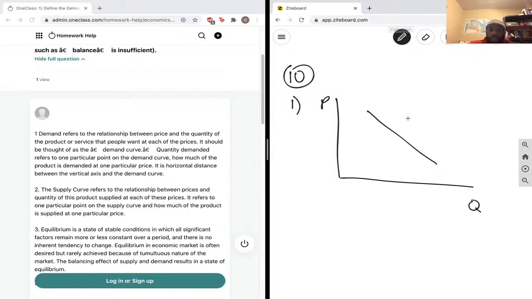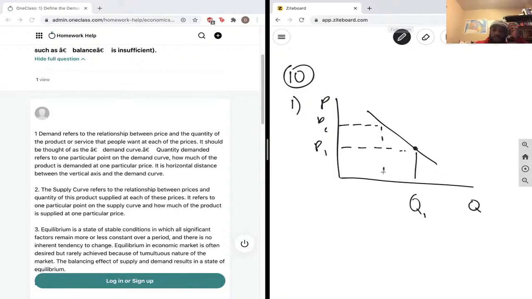Quantity demanded refers to one particular point on the demand curve, how much of the product is demanded at one particular price. It is a horizontal distance between the vertical axis and the demand curve. So basically, quantity demanded is just referring to one point over here. We'll just call this Q1, and at a specific price, P1. This point over here is the quantity demanded at this specific price. This quantity demanded would not be the same at another price over here.